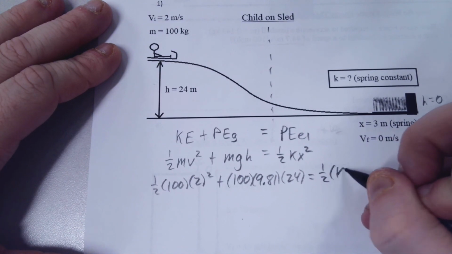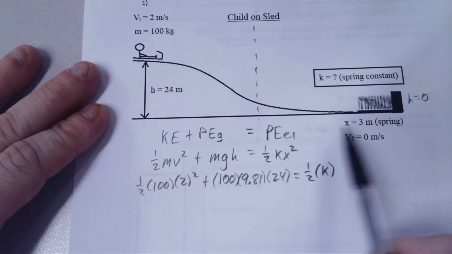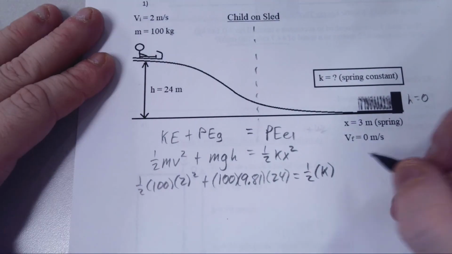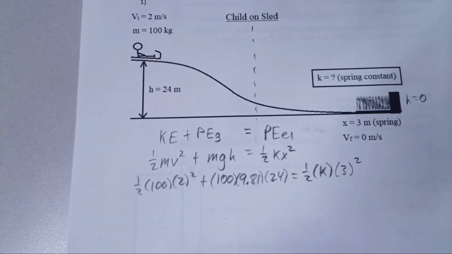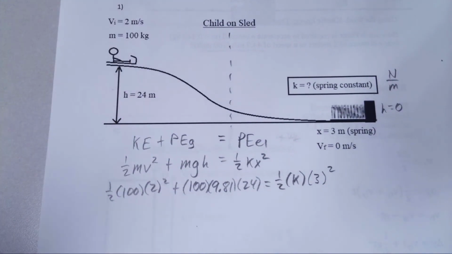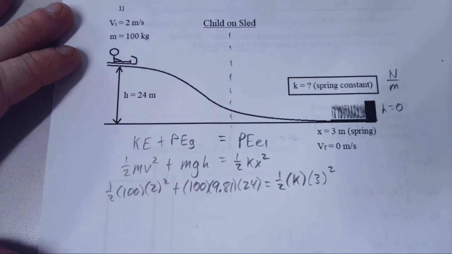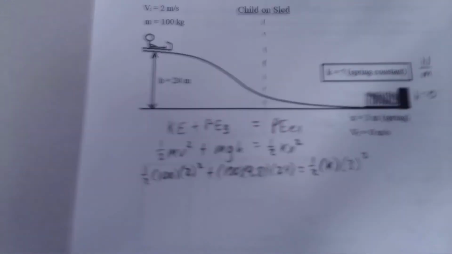So what are we trying to find? We're trying to find the spring constant. Basically, how stiff or how loose does the spring have to be in order for it to compress 3 meters and come to a complete stop? So a reminder that spring constant is newtons per meter. How many newtons is needed to compress or stretch this certain spring 1 meter? Even at this point, take your time writing out what these energies are.